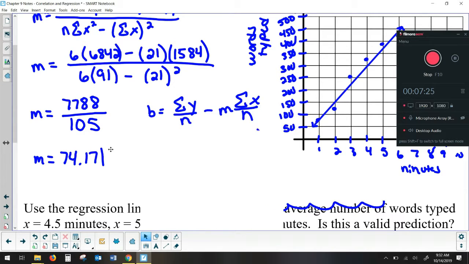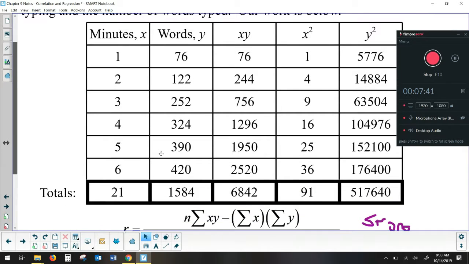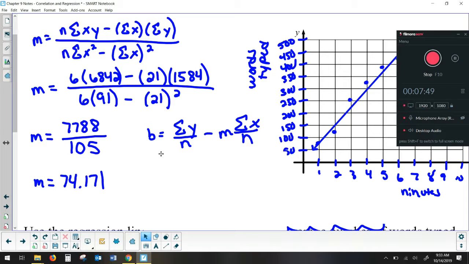Find b using your equation, the average of your y minus m times the average of your x. Okay? So go back and look. The sum of all your y values, 1,584. The sum of all your x values, 21. N is still 6. And m we just found. We have all of these numbers, you just plug them in.